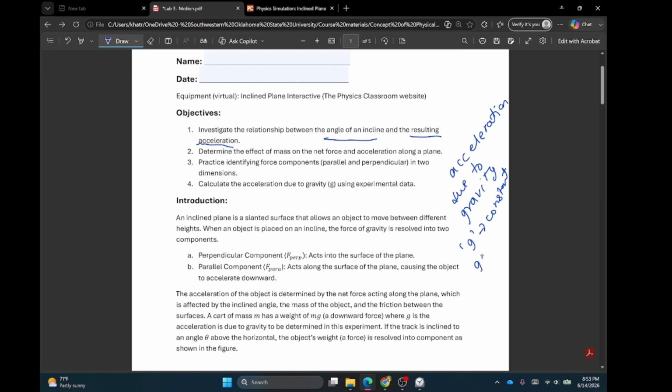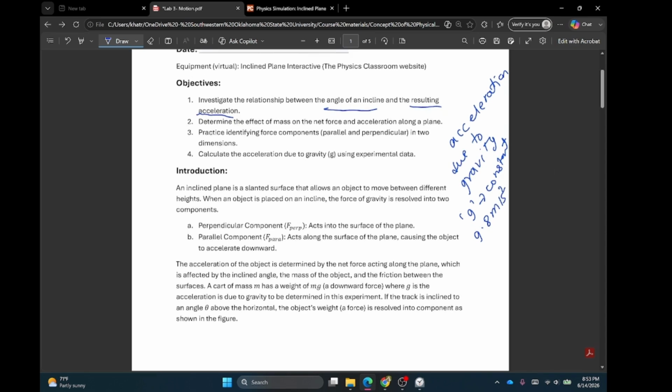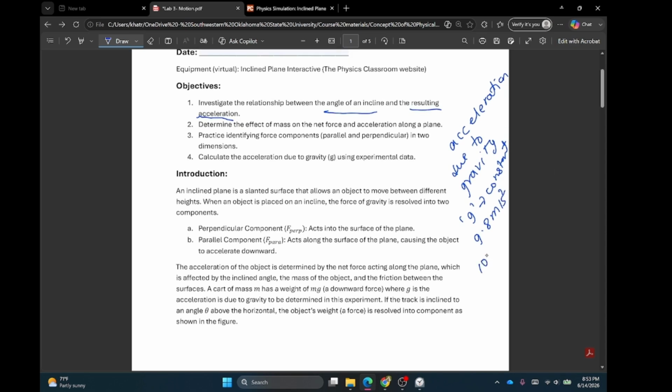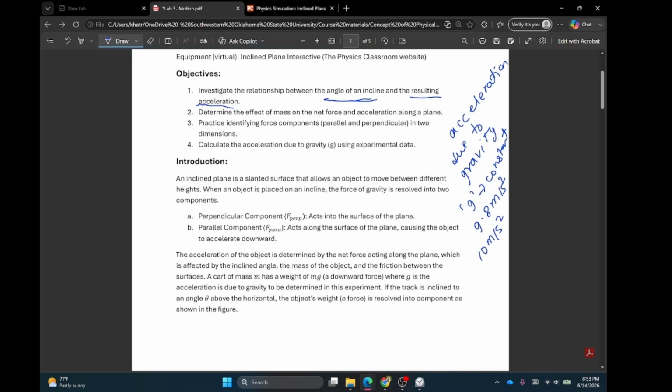and it's around 9.8 meters per second squared, but for simplicity we generally use 10 meters per second squared. So first we will investigate the relationship between angle of inclination and the resulting acceleration of the object along the plane, and then we will also determine the effect of mass on both the net force and the acceleration along that plane.